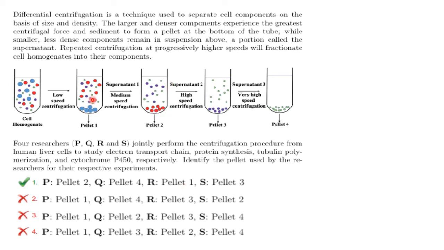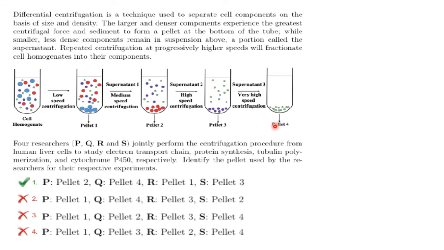Now pellet 2, medium speed centrifugation. I told you in pellet 2 you will get mitochondria. So the one who is studying the electron transport chain will be interested in pellet 2. So P will take pellet 2. Now pellet 3. In pellet 3, I told you you will get microsomes and small vesicles. So here it is cytochrome P450, and S is interested in studying cytochrome P450, so he will take pellet 3.